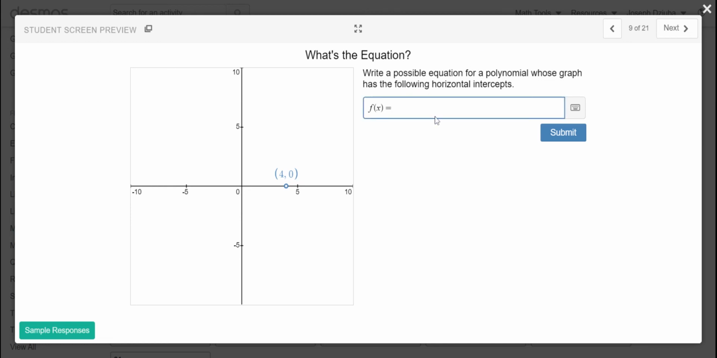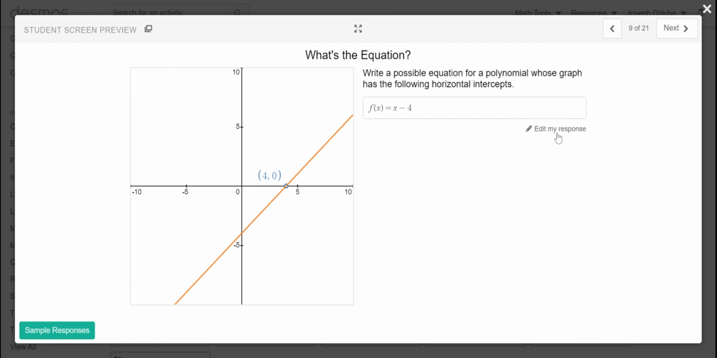Anyway, so write a plausible equation for a polynomial whose graphs have the following horizontal intercepts. As you saw before, that expression can be represented by x minus 4. I could have also done, if I wanted to, negative x minus 4. Oops, sorry, brain fart.